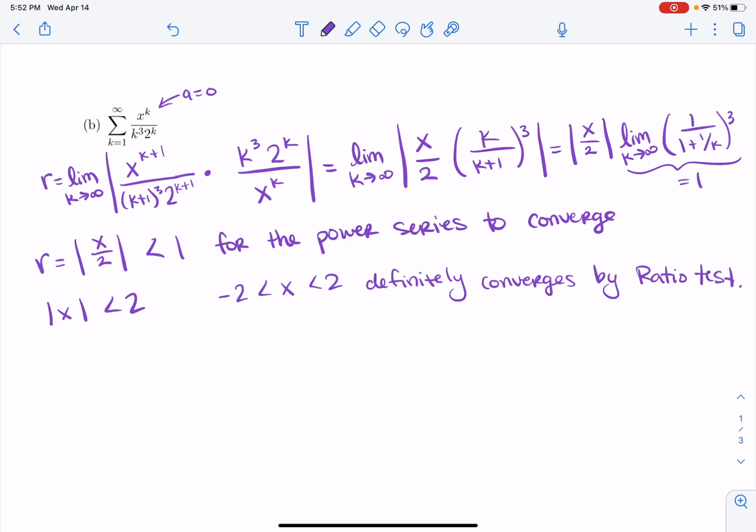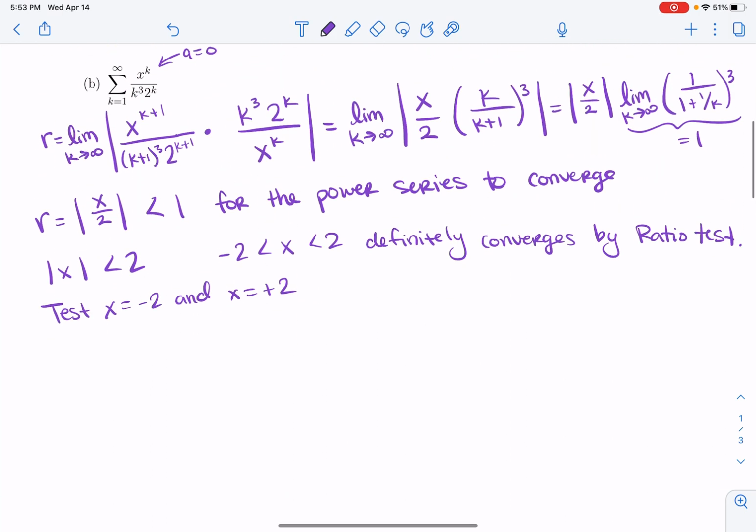Okay, so what about at x equals negative 2 and x equals plus 2? We have to do that. We have to test those individually. And I've got enough room here. Okay, so we'll start with x equals minus 2.